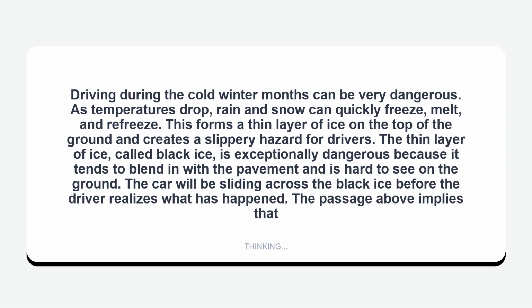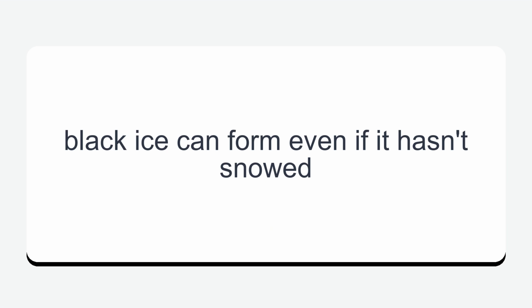Driving during the cold winter months can be very dangerous. As temperatures drop, rain and snow can quickly freeze, melt, and refreeze. This forms a thin layer of ice on the top of the ground and creates a slippery hazard for drivers. The thin layer of ice, called black ice, is exceptionally dangerous because it tends to blend in with the pavement and is hard to see on the ground. The car will be sliding across the black ice before the driver realizes what has happened. The passage above implies that black ice can form even if it hasn't snowed.